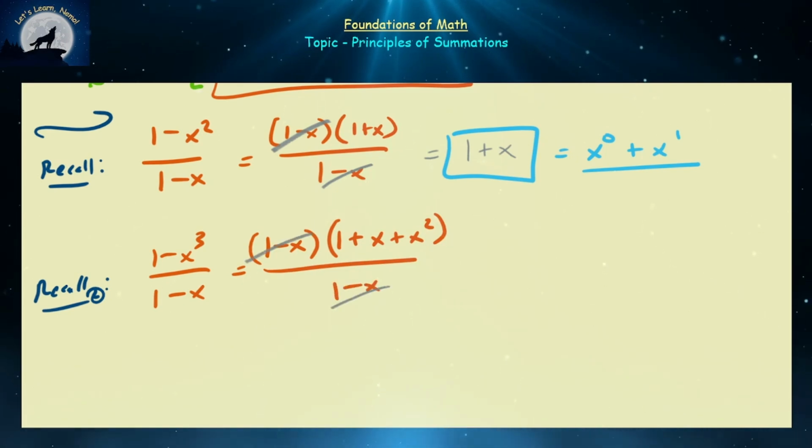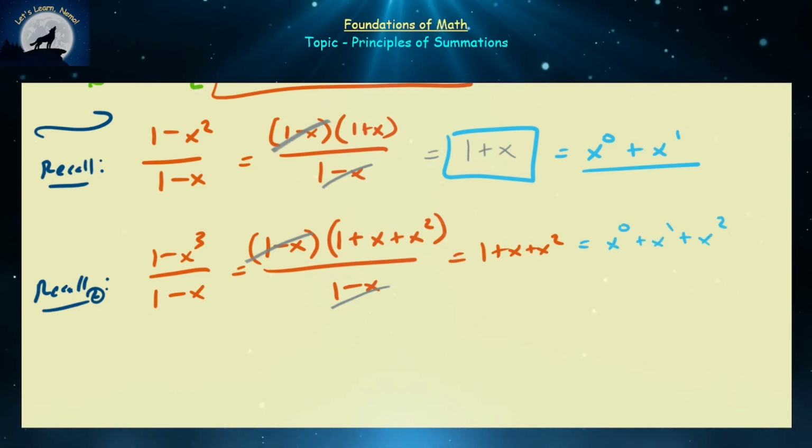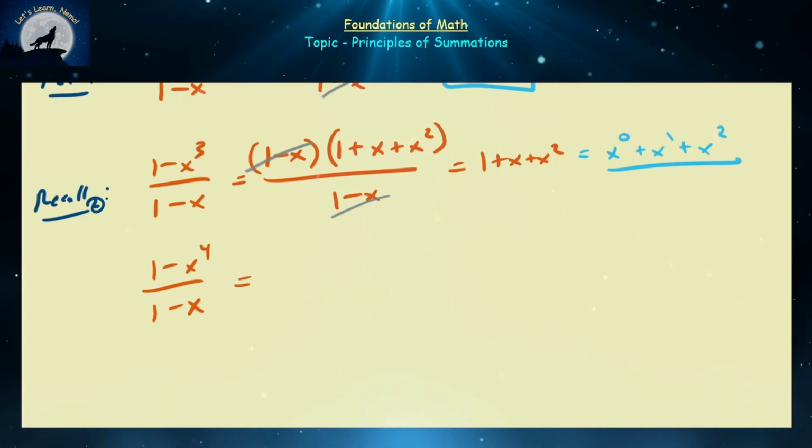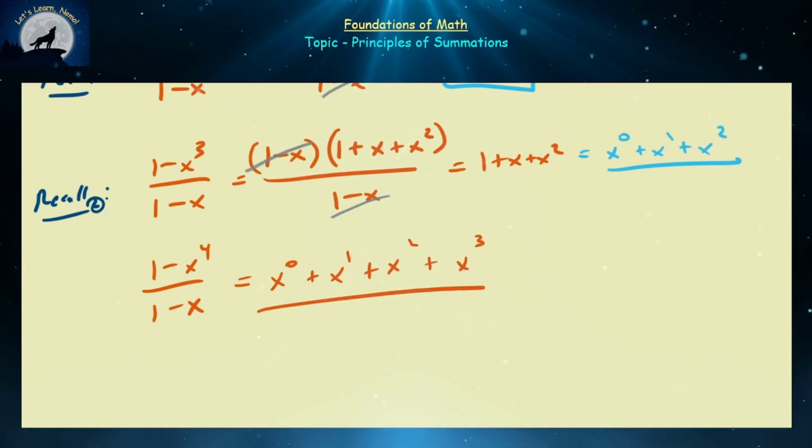As you can see, these 1 minus x's do cancel, and we're just left with 1 plus x plus x squared, which is just going to be equal to x to the power of 0 plus x to the power of 1 plus x to the power of 2. Do you see a pattern? You should, because if I were to go up another one, so if I have 1 minus x to the power of 4 over 1 minus x, then you probably can guess this is just going to be x to the power of 0, x to the power of 1, x to the power of 2, plus x to the power of 3. And you should be able to verify that on your own via some basic calculations and factoring.